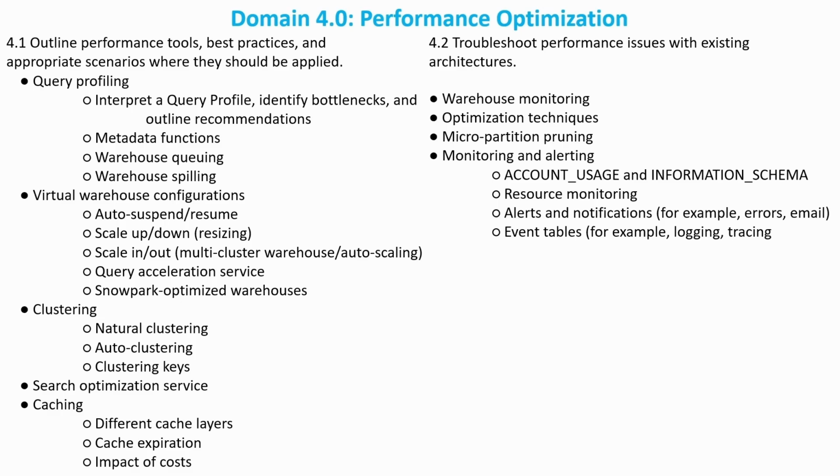Then we will be moving to the 4.2 lesson, where we will be troubleshooting performance issues within the existing architecture, where we will understand warehouse monitoring, optimization techniques, micro-partition pruning, and then finally we will cover the monitoring and alerting part, where we will discuss account usage and information schema.